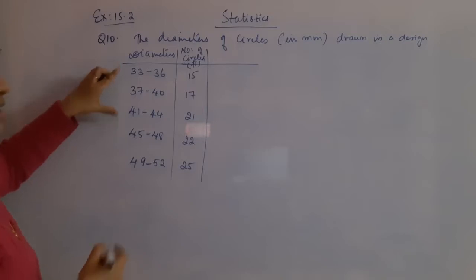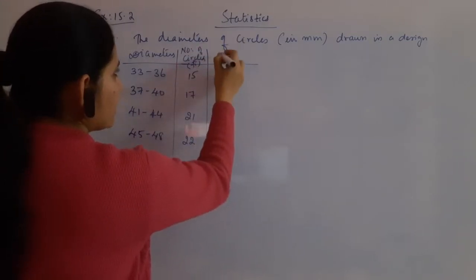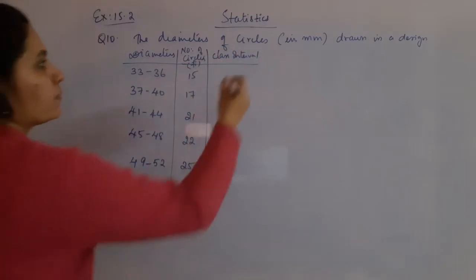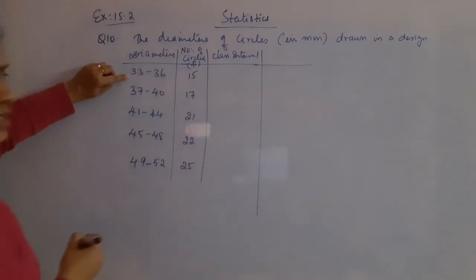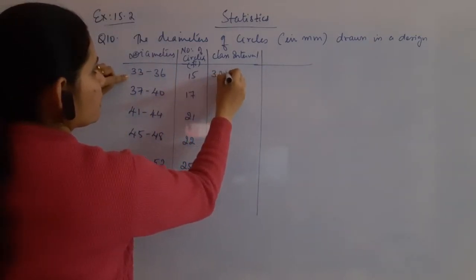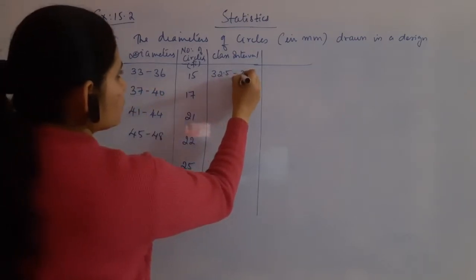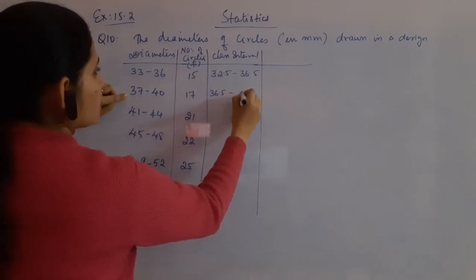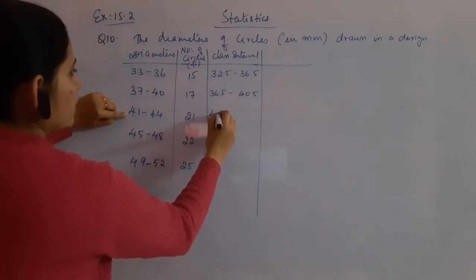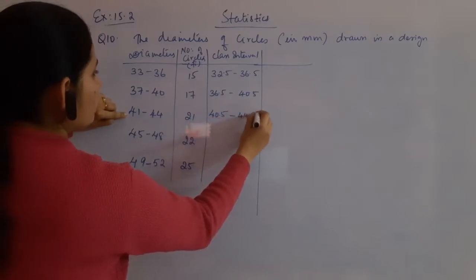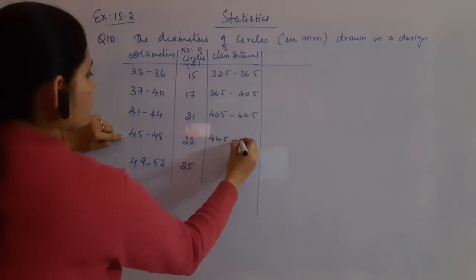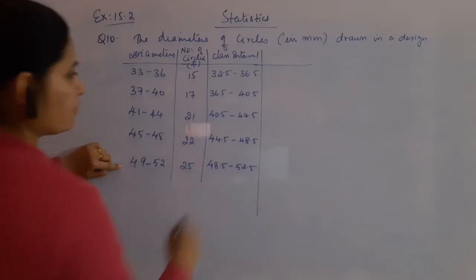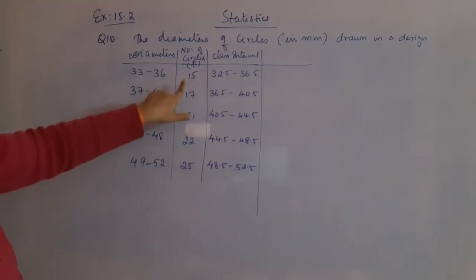So first in this question, continuous frequency distribution you have to make. Here again it is the class interval. Subtract 0.5 will give you 32.5, here add 0.5, it will give you 36.5. Again here subtract, it will give you 36.5, here it will become 40.5. Then 40.5 to 44.5, 44.5 to 48.5, 48.5 to 52.5. Now you can see it is continuous. Fi is same, no change.